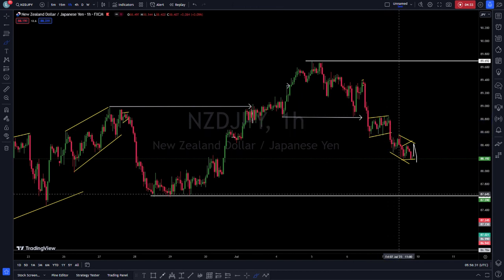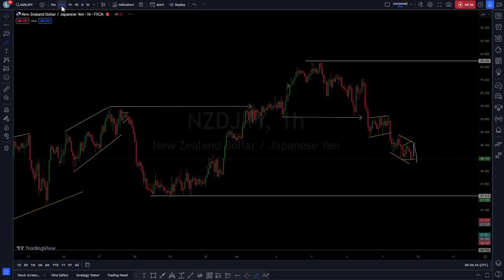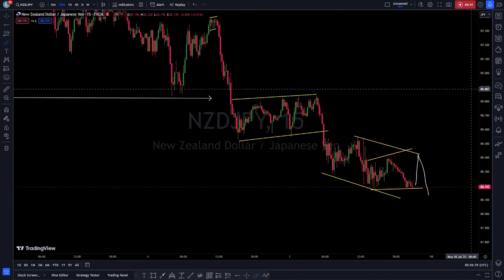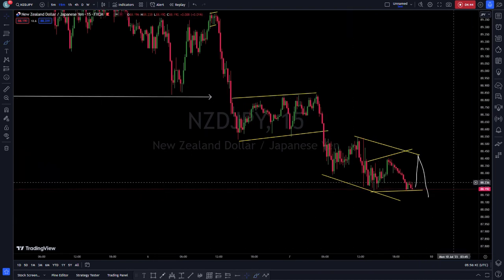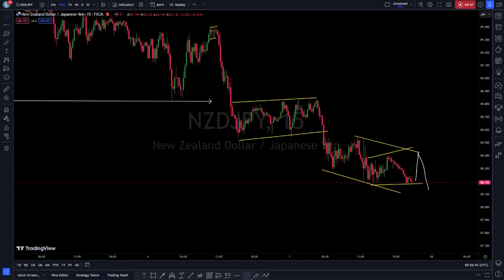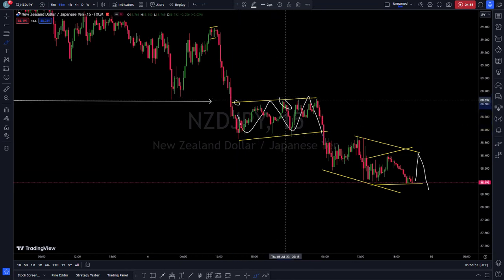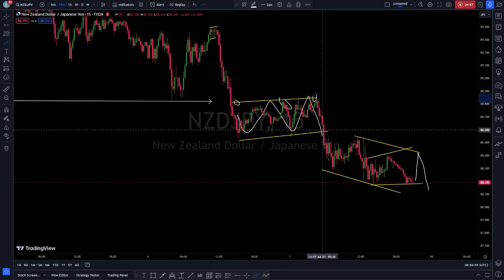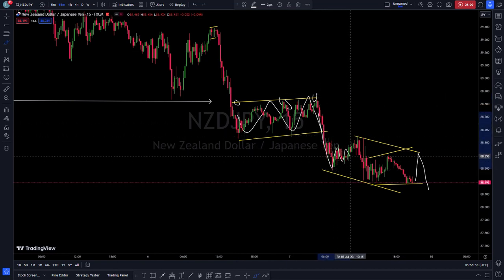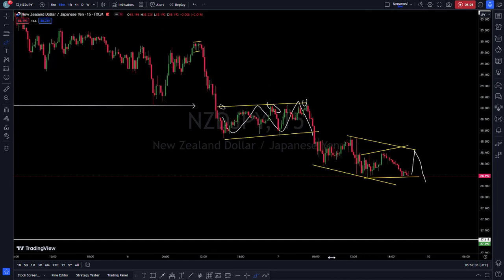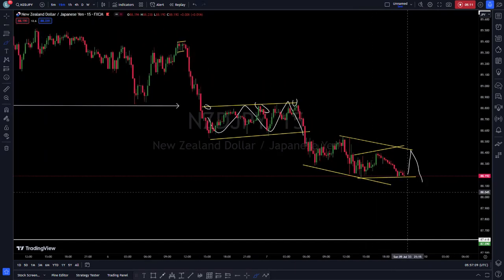for the continuation. Now let's go to the 15 minutes. I have so many things to explain here. Now we can see the bigger flag. Look at one, two, three touches here. And now it broke it and also gave us a correction again. This is where we might actually get something very interesting here.